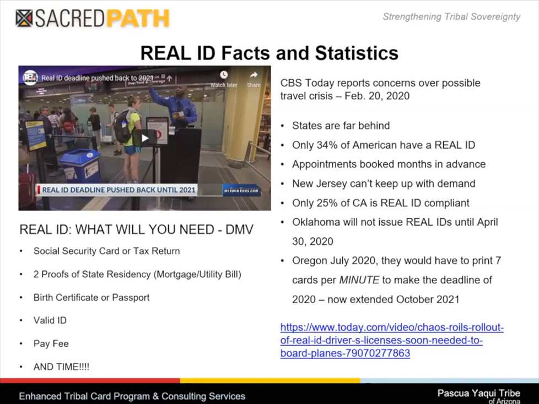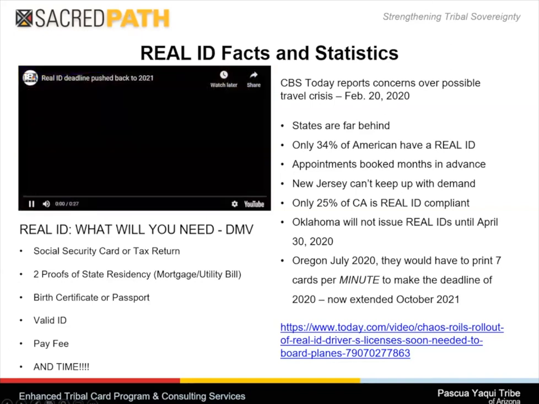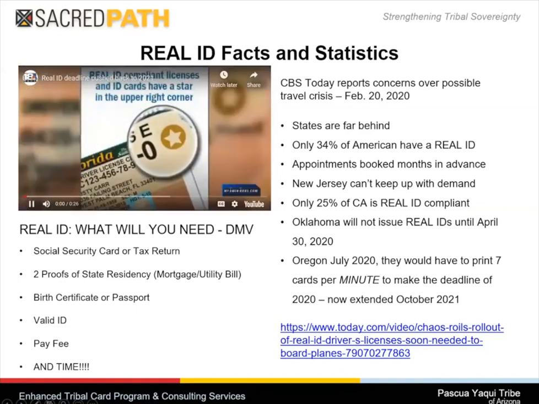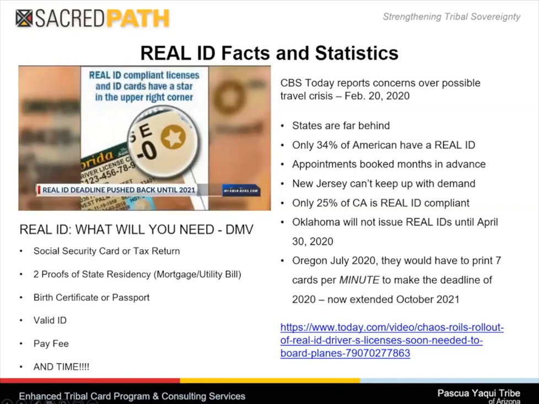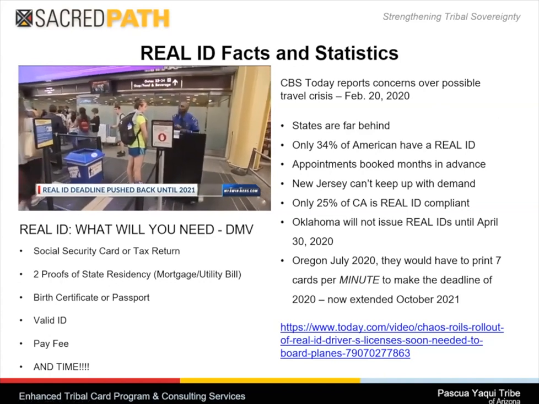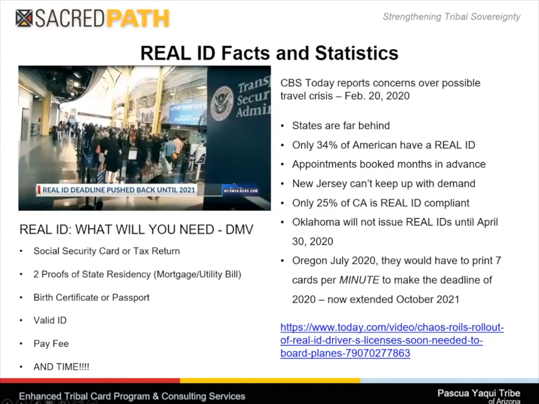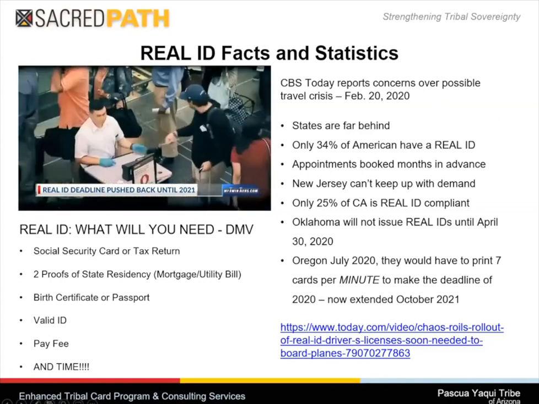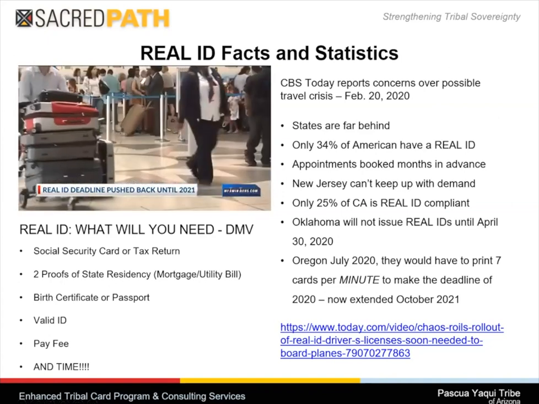Something to think about, PYT and many tribes have elderly members who were born at home, and they don't have the traditional birth documents that you get from a hospital, like a birth certificate. As mentioned with the MOA, your tribe can negotiate what documents will be accepted. And this is what the Pascua Yaqui Tribe did. We negotiated under our memorandum of agreement to accept church baptismal documents in lieu of birth documents.